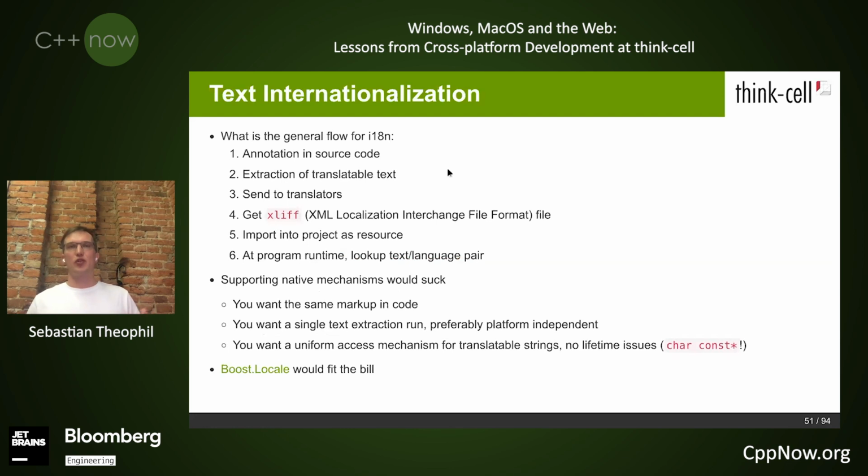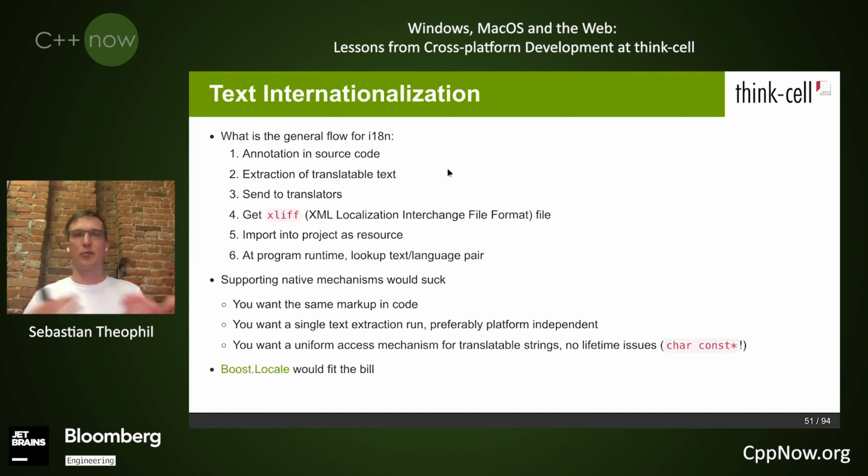And then if you have such a tool, then the general flow, if you're translating your source code or your tool, is always the same. So you have this annotated source code, you extract all the translatable texts, you send them off to the translators, and they send something back in an XML localization interchange file format, short XLIFF. And then you import that into your project as a resource somehow. So then at runtime, your translation tool will just look up the original text, let's say English, together with the current UI language, and return the translated string.